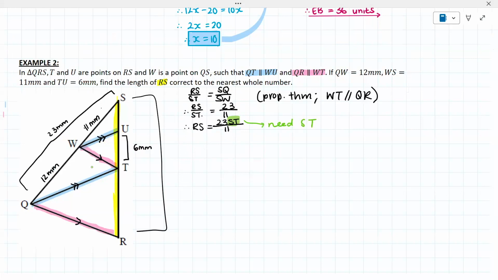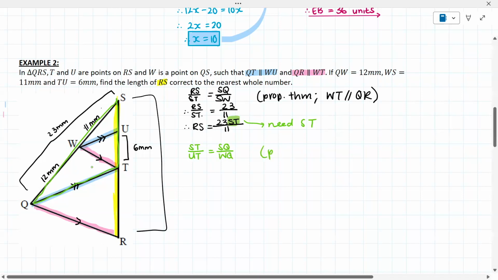And this is now where the blue parallel lines come in. I've used the pink parallel lines, I'm now going to use the blue ones. So this is now in triangle SQT, that green triangle I've just traced there. And I want ST. So set up your ratio. ST over, I know UT, so let's do it over UT, is equal to ST, the whole length, matches up with SQ, and UT matches up with WQ. Again, this is because of the proportionality theorem.